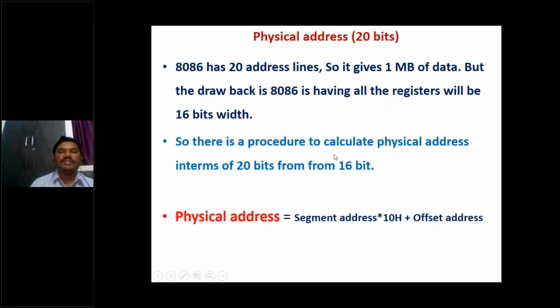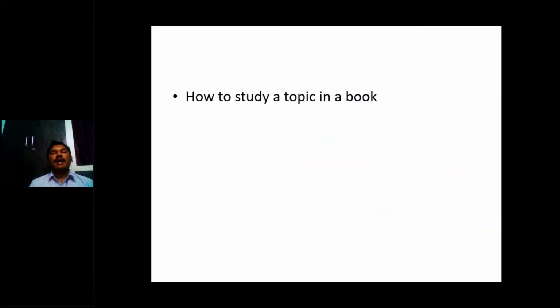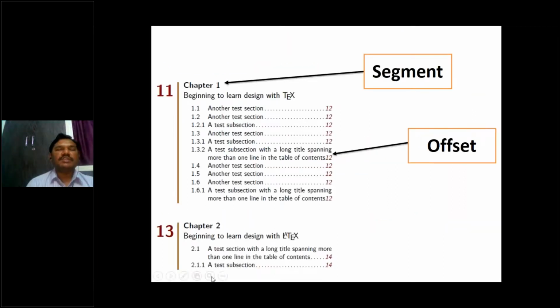Inside the processor it is 16 bits, but outside of the processor it is 20 bits. What executes this 16-bit to 20-bit and 20-bit to 16-bit conversion is called the address conversion mechanism. For example, I want to study this chapter, or this section, or any one topic in the textbook.